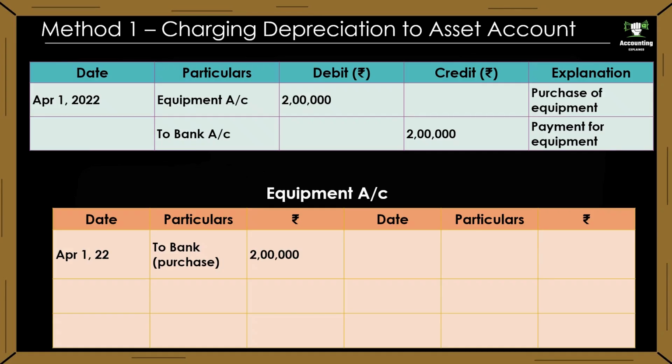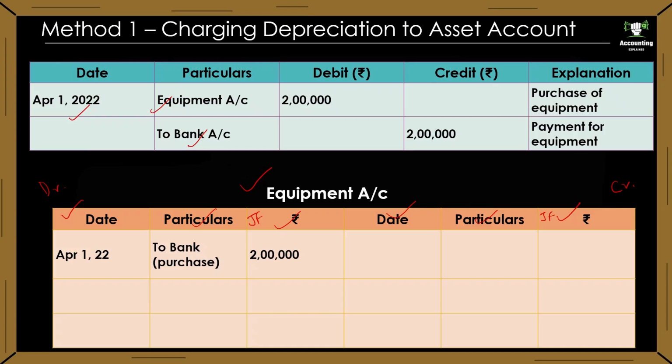By this time you should be thorough with the ledger format and posting of journal entries to the ledger accounts. Anyway, I will tell you the format now. First entry is on April 1, 2022, equipment account debit to bank account. So first we will open the equipment account. The format for any ledger account is DR on the left side and CR on the right side. And we have the columns of date, particulars, amount, date, particulars, amount. And here you can also open the column of JF, that is journal folio.